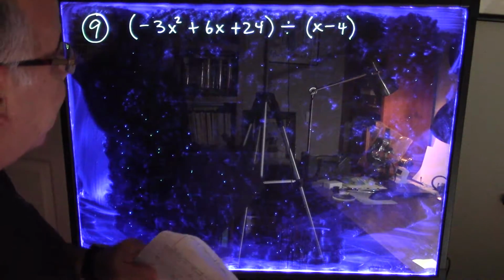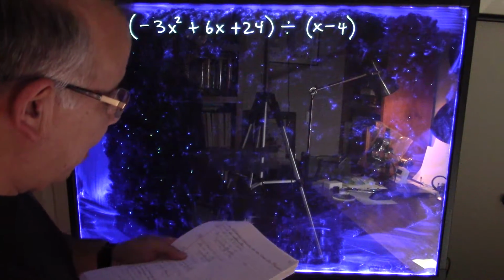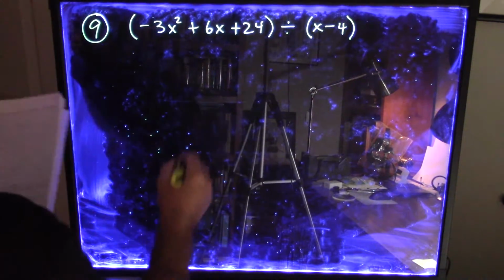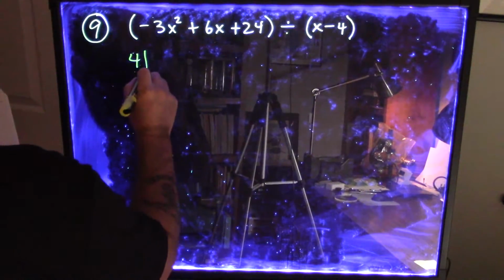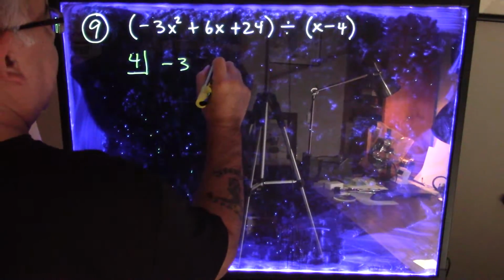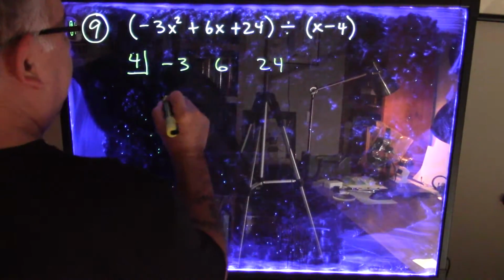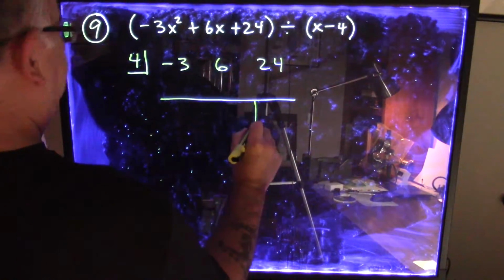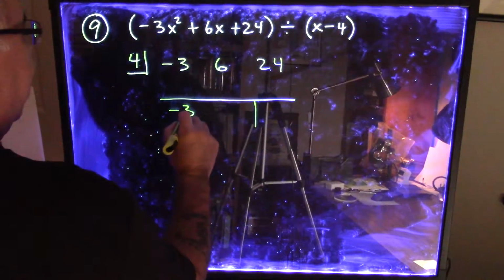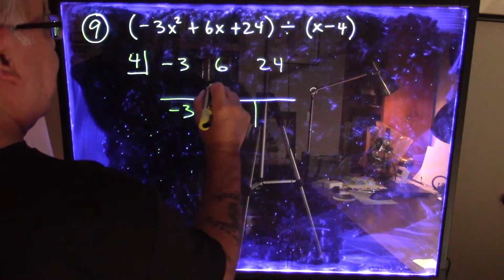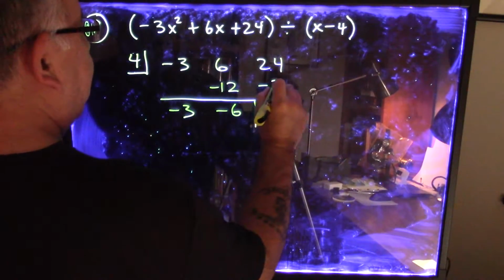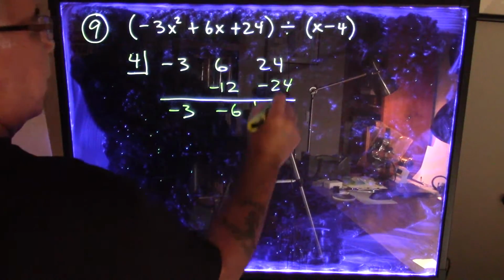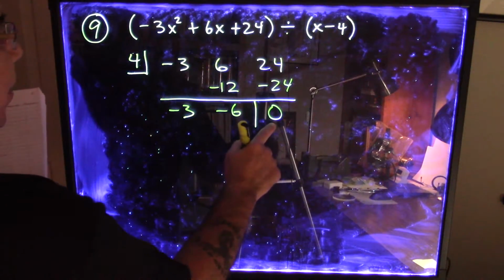Okay, number 9. I'm starting to get smart, and I think I'll write it out beforehand here to save some time. So we've got x minus 4, so you put a 4 there. You've got your coefficients. Bring down the minus 3. 4 times that is negative 12. Add the 6, you get negative 6. Times 4 is negative 24, and add those, you get a 0 remainder. So the remainder is 0.